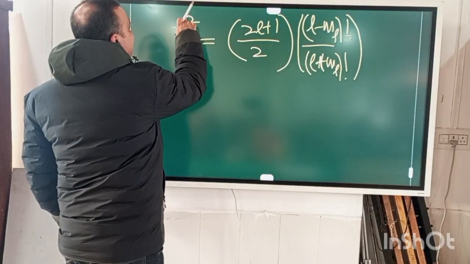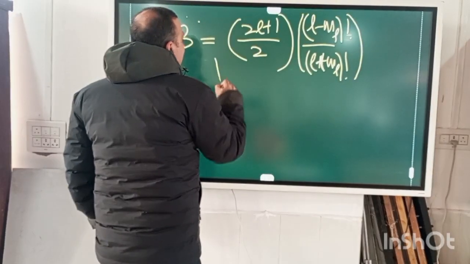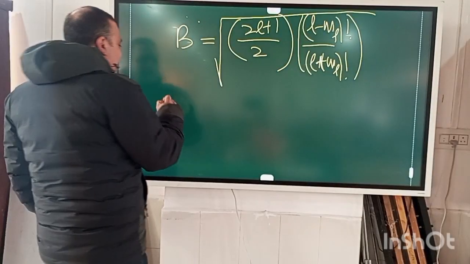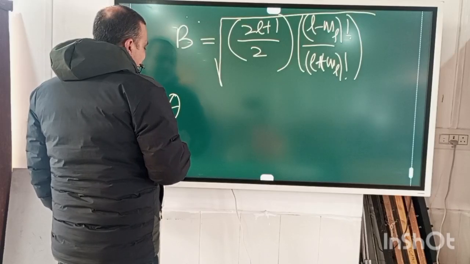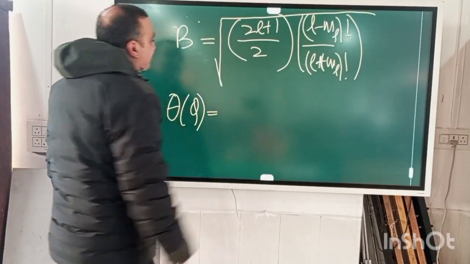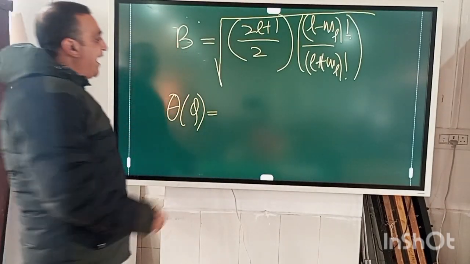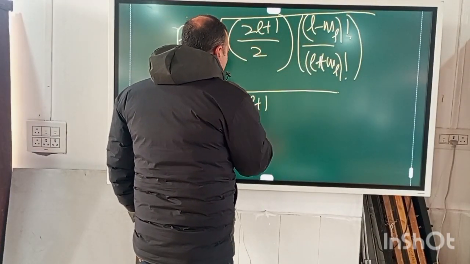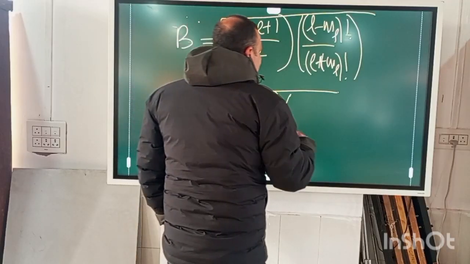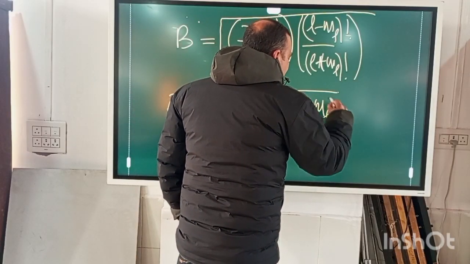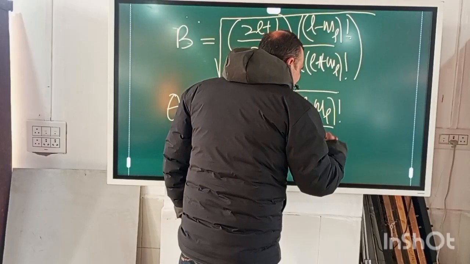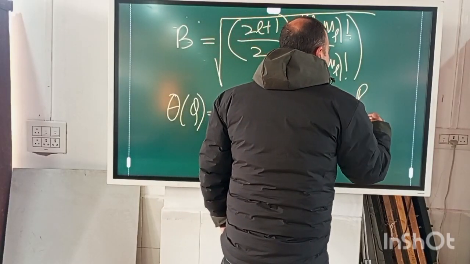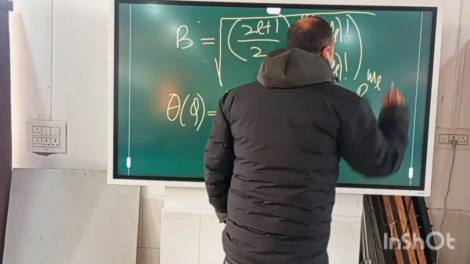And when you transform the square on the right hand side, it will be under root of this whole thing. So I can write down the solution. What is the solution? Theta of small theta is, instead of b, what will I write? I will write this whole thing: under root of (2l plus 1) divided by 2, times (l minus ml) factorial divided by (l plus ml) factorial, and then you have P_l^ml of x.